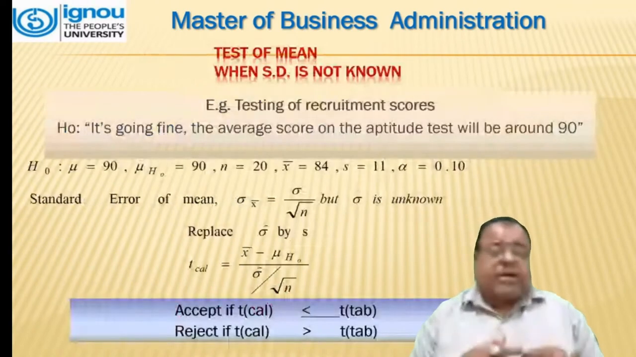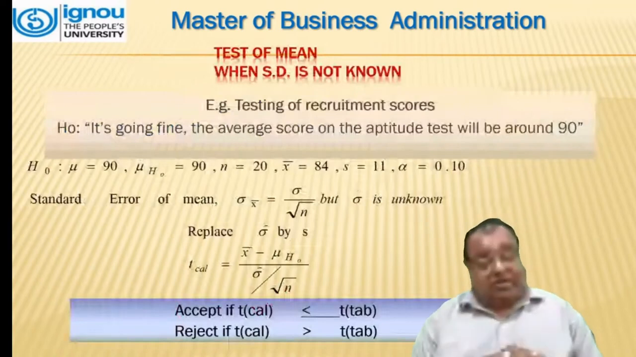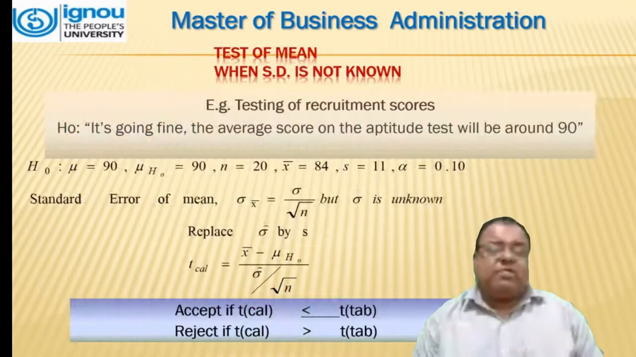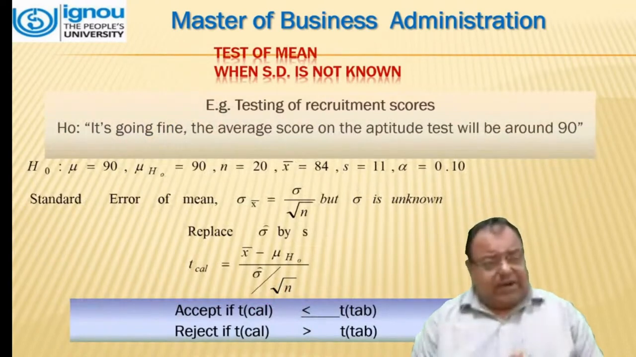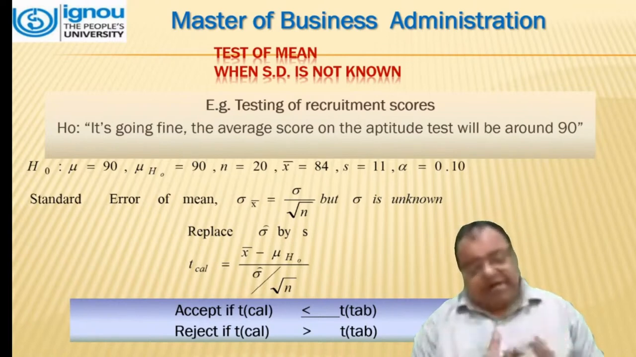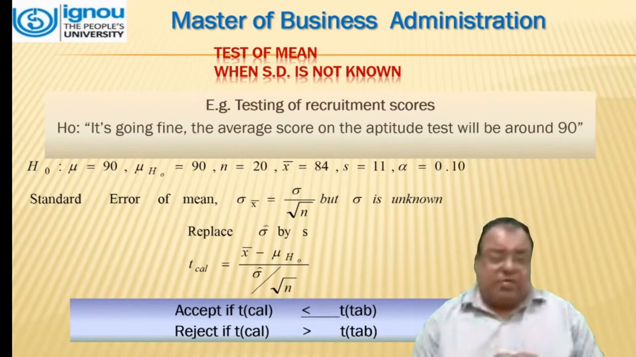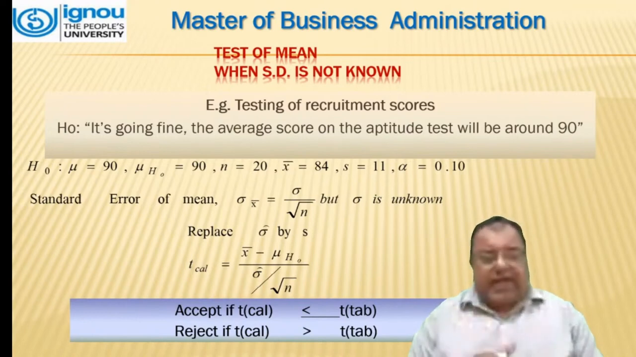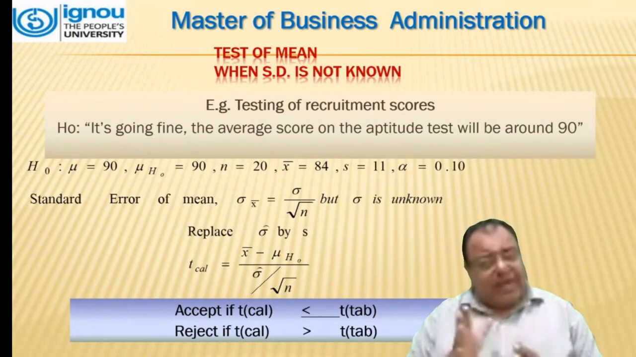Here we have to test the mean when standard deviation is not known. The problem is related to testing of recruitment scores. The average score on the aptitude test will be around 90. So your H naught: mu will be equal to 90, and mu H naught will be 90, n is equal to 20, x bar is equal to 84, s is equal to 11, and here alpha we are using 0.10.